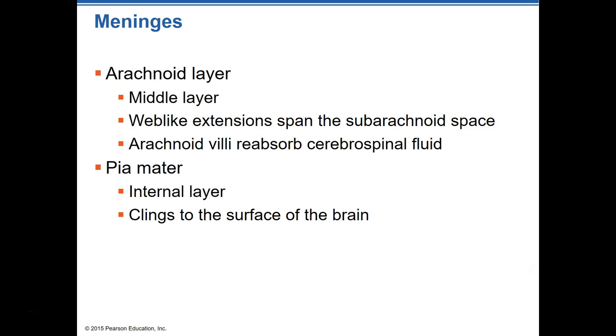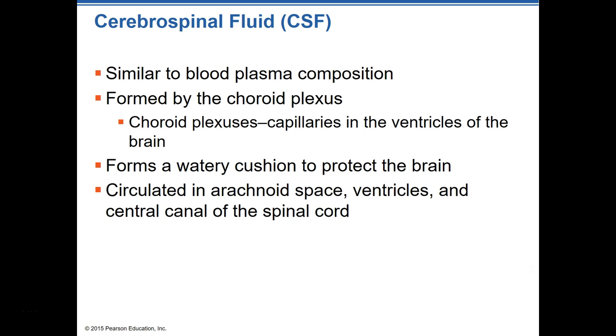And then, of course, there's the pia mater. It's the external layer that clings to the surface of the brain, very thin, very delicate, few cells thick. It's not a real thick membrane, but those are the meninges. Now, those meninges cover the brain, and they extend down and cover the spinal column too. So they extend down the full length of the central nervous system, the brain and spinal column.